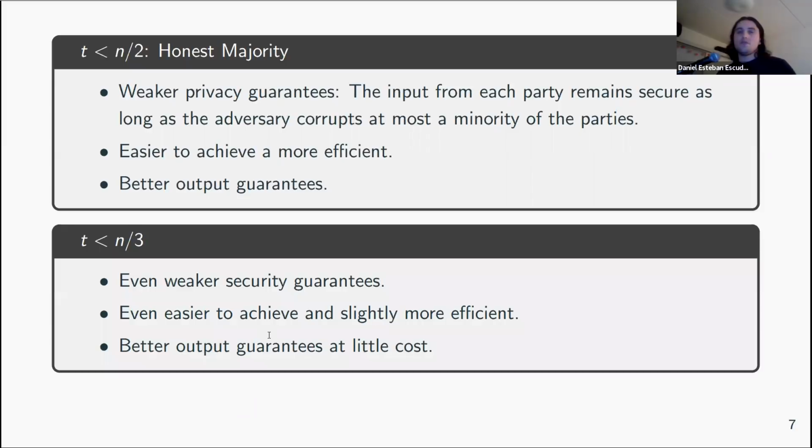And then finally, we also sometimes distinguish this one. If we only require the adversary to corrupt at most a third of the parties, then we can get even better efficiency and even simpler protocols. But then you get weaker security guarantees, of course, because the adversary needs to corrupt fewer parties to be able to break the whole protocol.